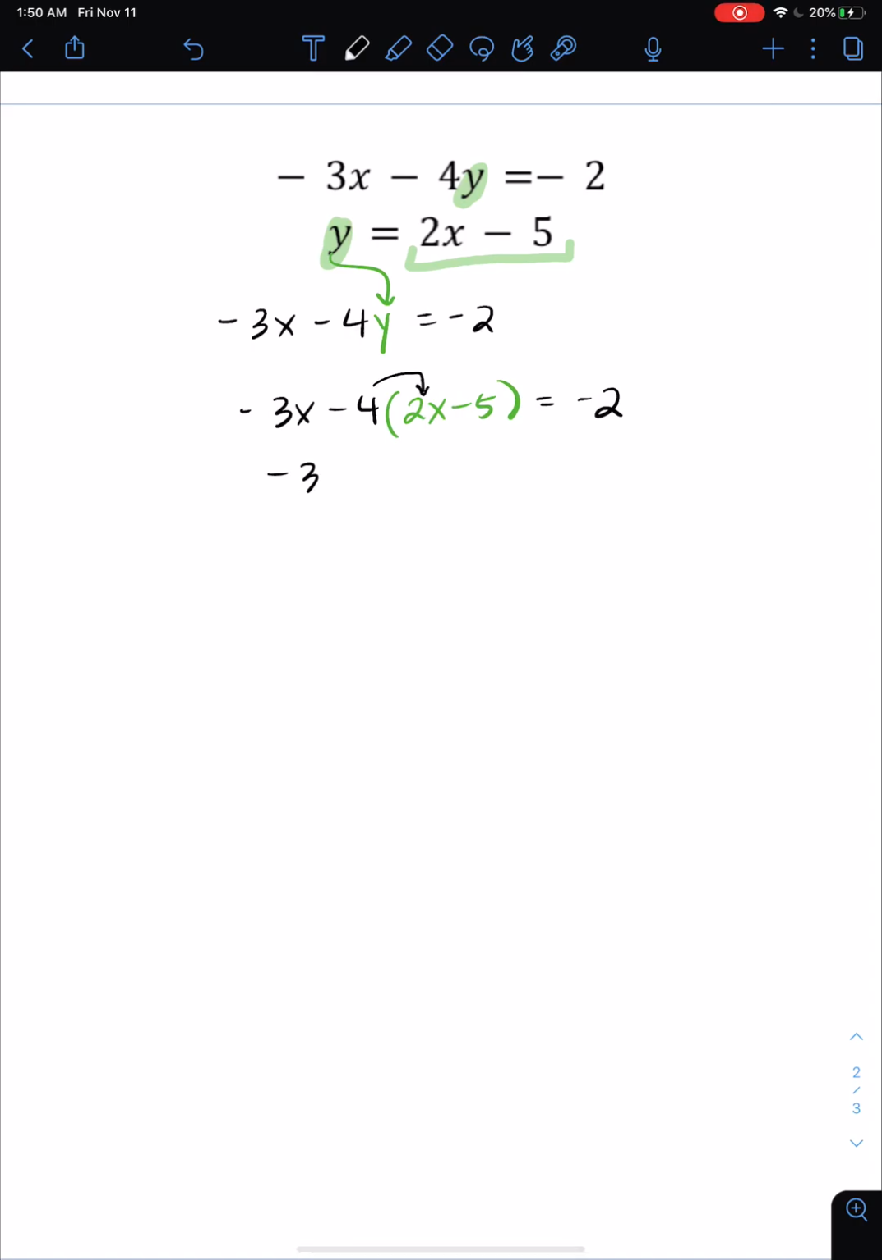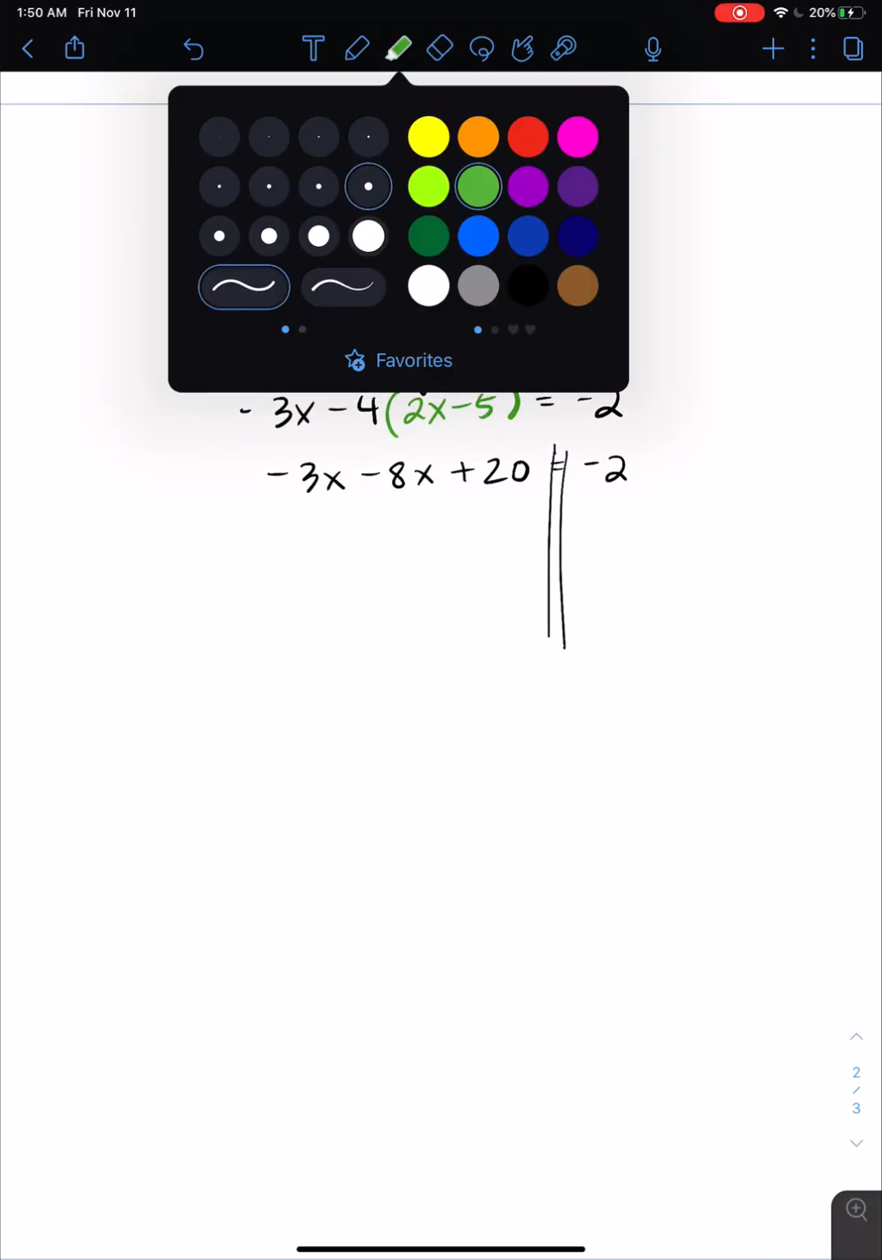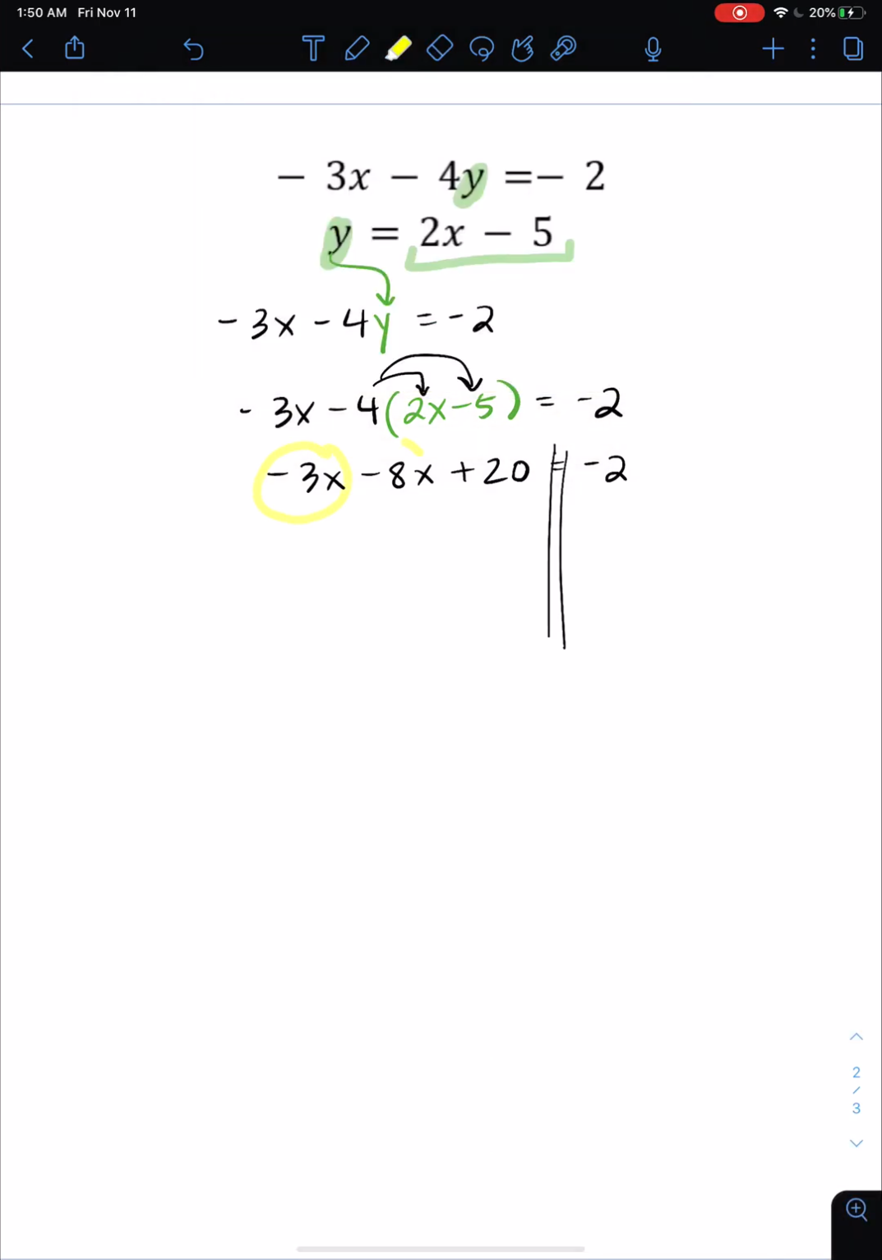So we have negative 3x. Now we're going to use the distributive property. Negative 4 times 2x is negative 8x. Negative 4 times negative 5 is positive 20, is equal to negative 2. And now I just need to simplify and then solve. On the left side of the equation, I can combine like terms. We have a negative 3x and a negative 8x. Negative 3x minus 8x is negative 11x, plus 20 is equal to negative 2.